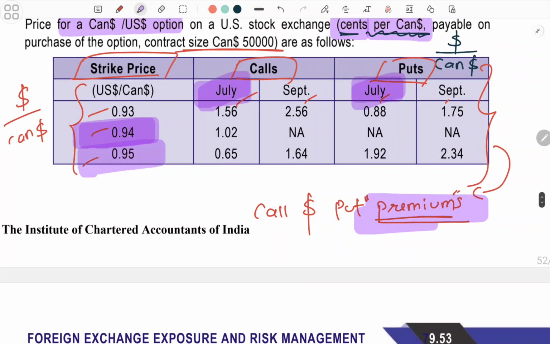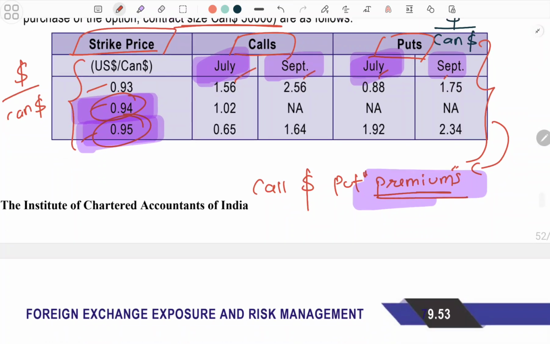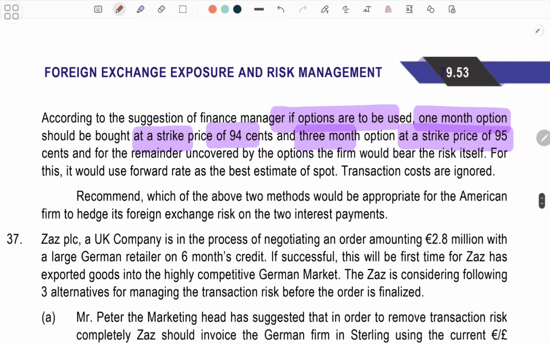Okay, so for 95 you use the September, 3 month, that is 30th September. For that you use 0.95 strike price. So now this is fixed. Great. Call and put we have to analyze.